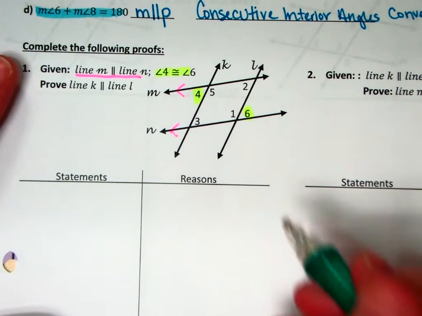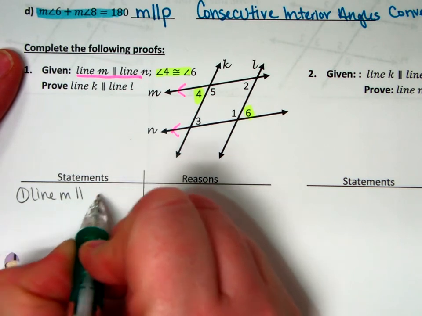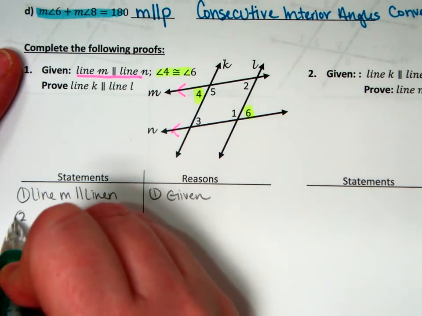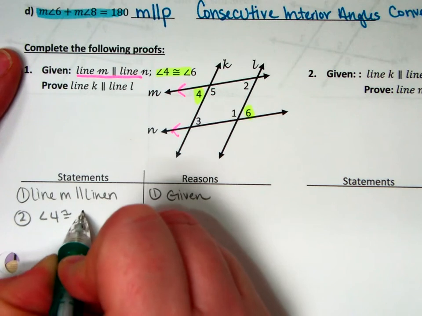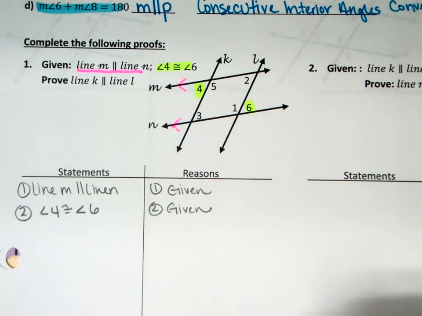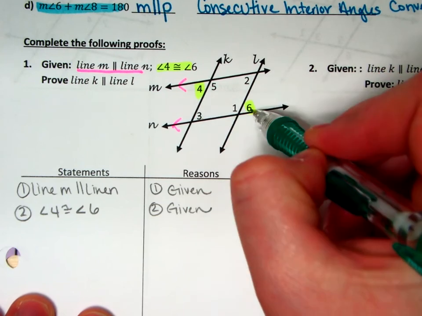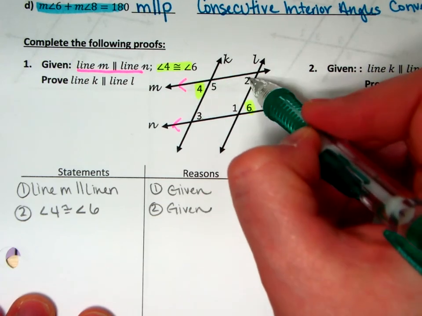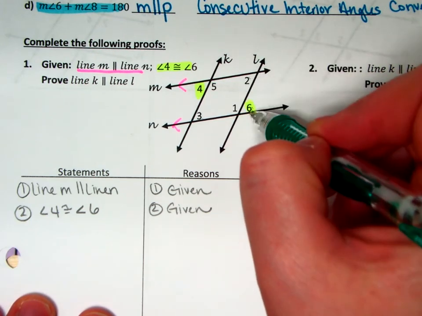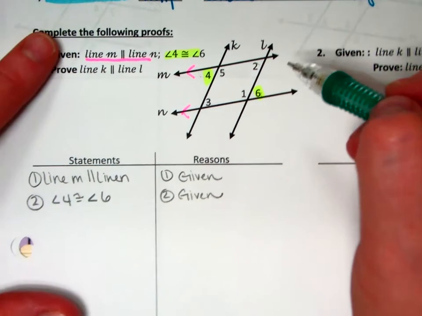So, depending on which one you want to choose, I'm going to start with my first line. Line M is parallel to line N. That's a given. And then, like I said, angle 4 is congruent to angle 6. Given. Now, from here, I can go 4 to 3 and get 3 to 6. Or I can go 2 to 6, because they're on this transversal of these parallel lines, that are congruent, in order to get 4 to 2. Your choice, either way, it's going to be the same thing.